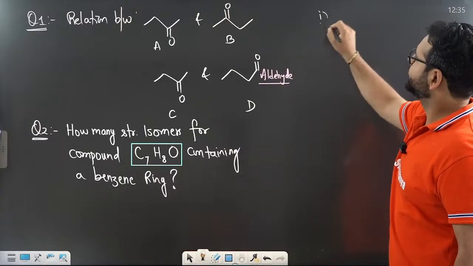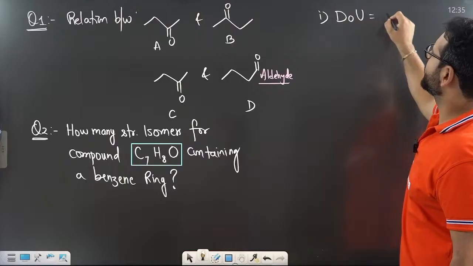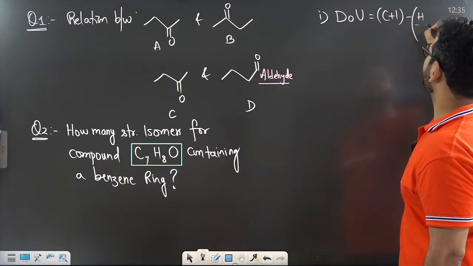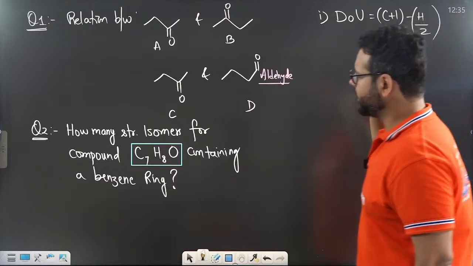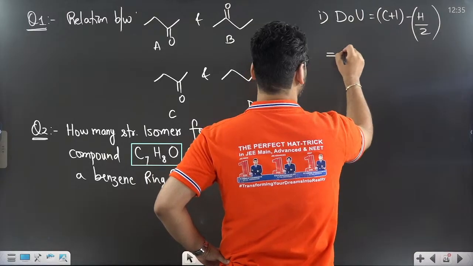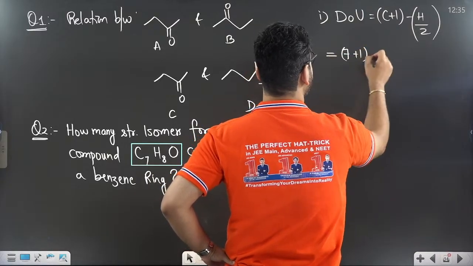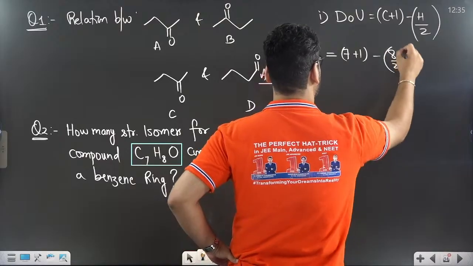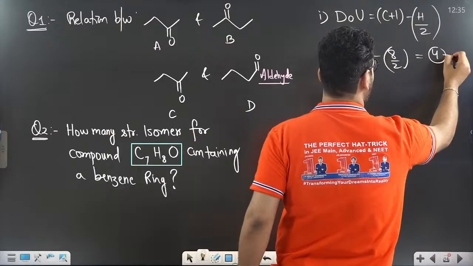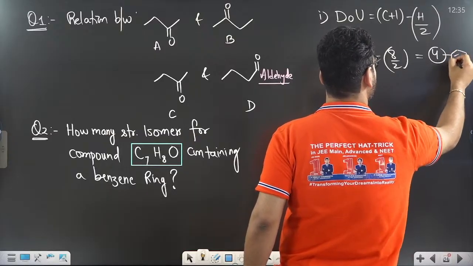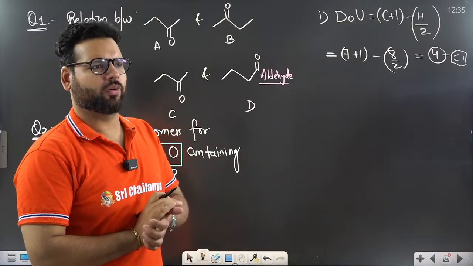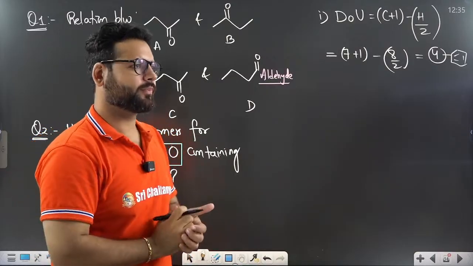First thing, DU, degree of unsaturation. The formula was carbon plus 1 minus hydrogen by 2. Because halogens and all are not there, I'll just use this formula. 7 plus 1 minus 8 by 2. 8 minus 4, 4. 4 represents a benzene ring only. 5 are possible. Sindhu, good.